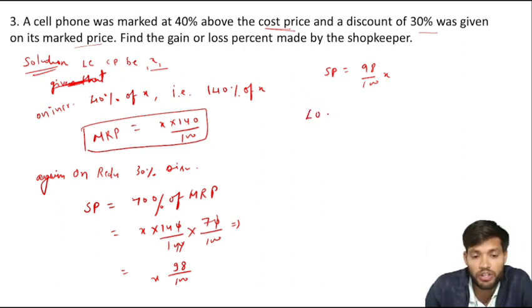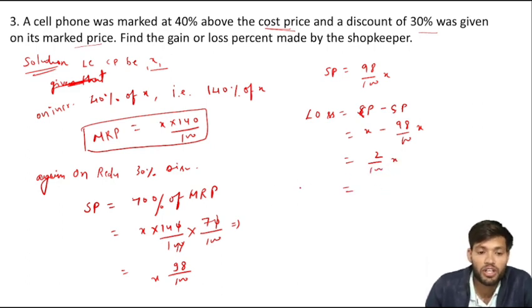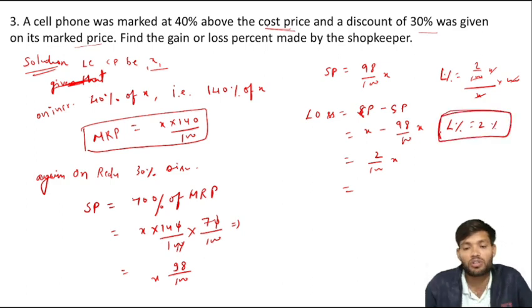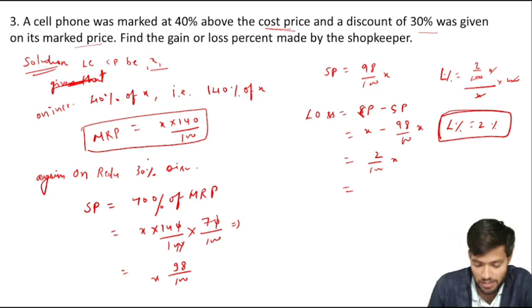Now how much loss? How can we calculate? Loss is equal to cost price minus selling price. Here cost price is X and selling price is 98 by 100 X. That means 100X minus 98X means 2 by 100 X, this is the loss. And how can we calculate the loss percentage? Loss percentage is equal to loss, that means 2 by 100 X upon CP, means X into 100. Now X and X cancel, 100 and 100 cancel, so loss percentage is equal to 2%. In this case the loss will occur for 2%, so hence 2% loss made by a shopkeeper.